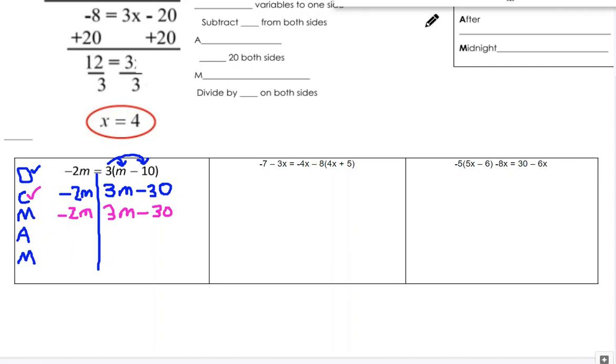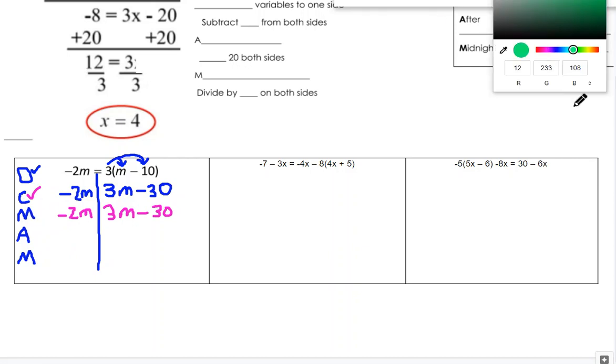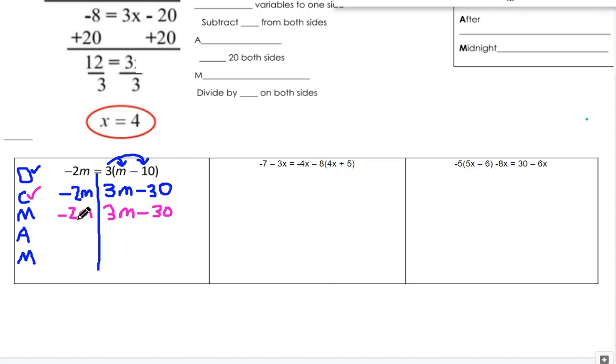All right, my next step is to move my variable. I have a variable on both sides. I've got to take one and move it to the other side. So I see I have a 3m here. It's positive, so I'm going to do a minus 3m, or a negative 3m, and I've got to do that to the opposite side too. We do the same thing to both sides. 3m minus 3m cancels out and leaves me with negative 30. Over here, negative 2m minus 3m gives me negative 5m. And I'm done with moving my variable.